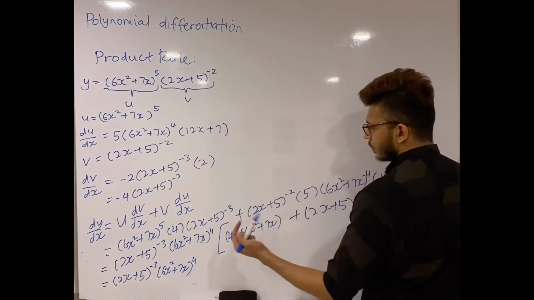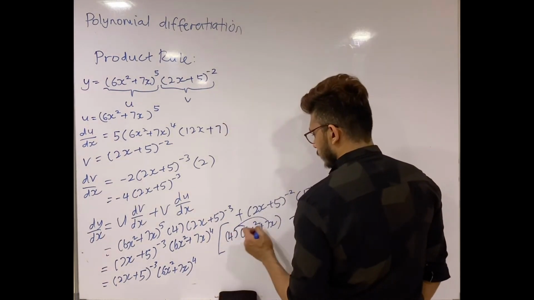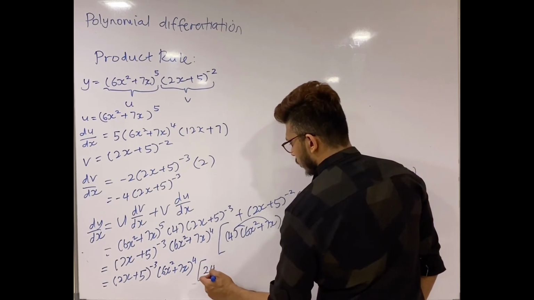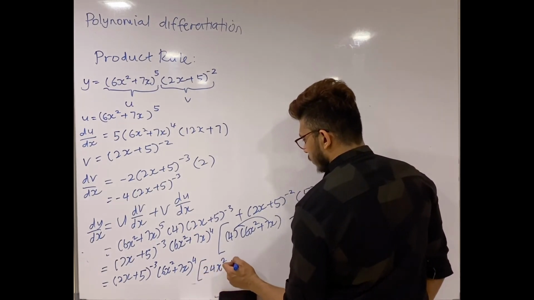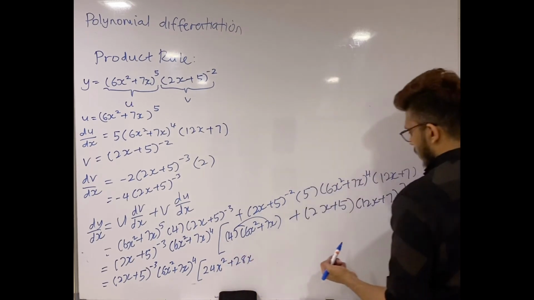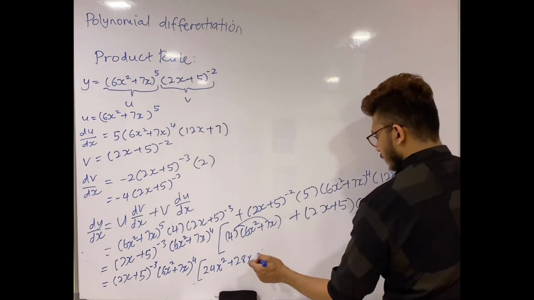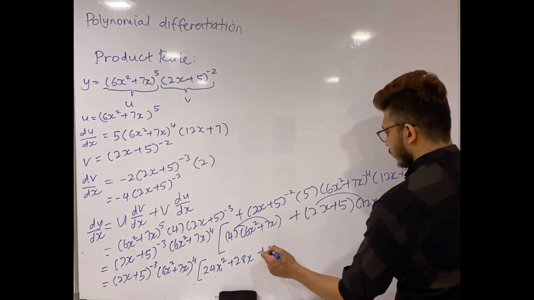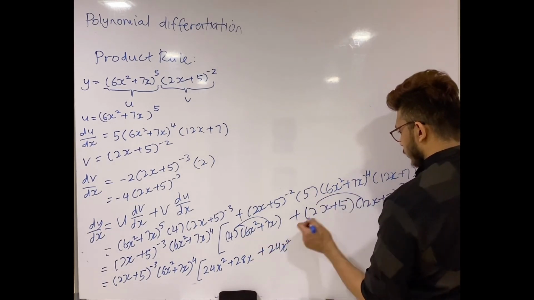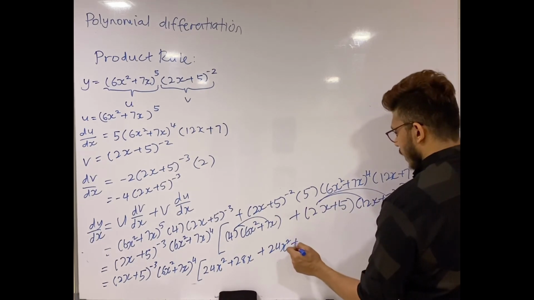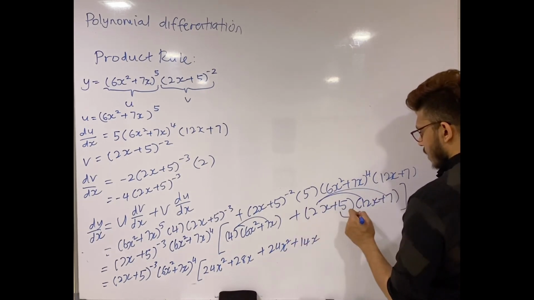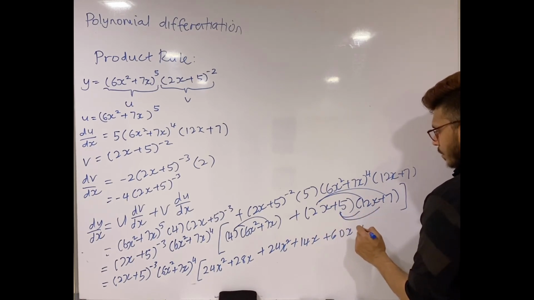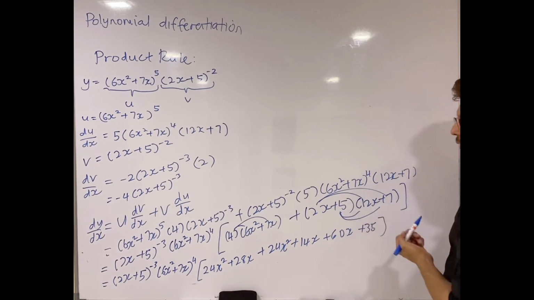Then expand this. You get 24x squared plus 28x. Expand this as well. So it's 2 times 12, 24x squared plus 14x plus 60x plus 35. And you close the bracket.